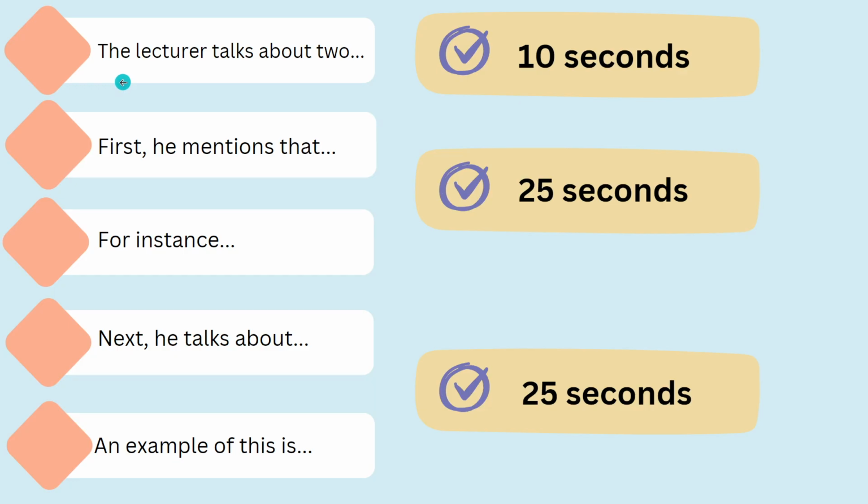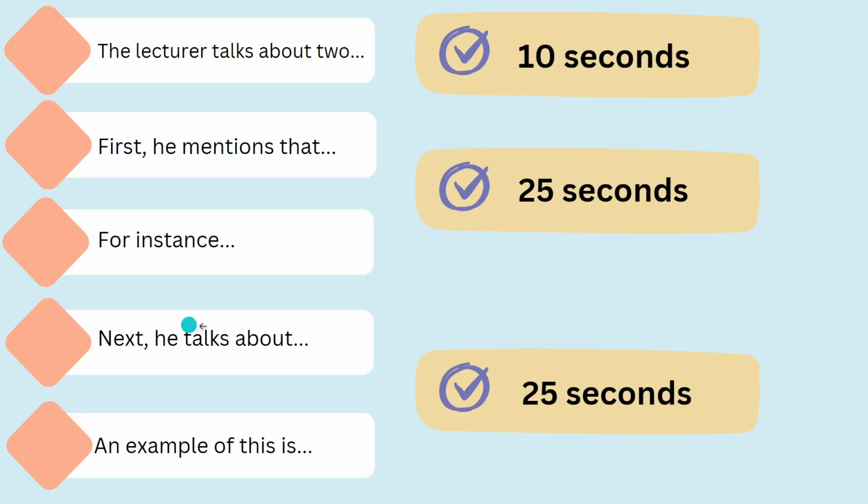Just start by saying something like, the lecturer talks about two, and then fill in the blank. Spend about 10 seconds introducing that part at the beginning. And then you're going to mention the first thing, the first change, the first adaptation, the first characteristic, the first advantage, the first disadvantage. Just using the phrase, first he mentions that, and then filling in the blank with your notes. For instance, and then you mention the matching example. Spend about 25 seconds on the first thing in the example.